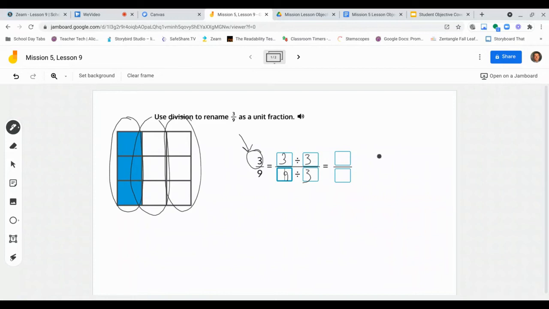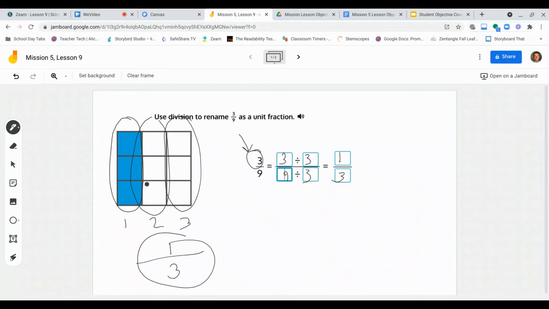Let's see what I end up with. 3 divided by 3 is 1. 9 divided by 3 is 3. So an equivalent fraction to 3/9 is 1/3. And if I look at it over here, is that what you see? Yes, because after I grouped them in 3, I have 1, 2, 3 total groups. So that tells me my denominator is 3. And how many of those groups are shaded? Well, one of those groups is shaded, so it's 1/3.